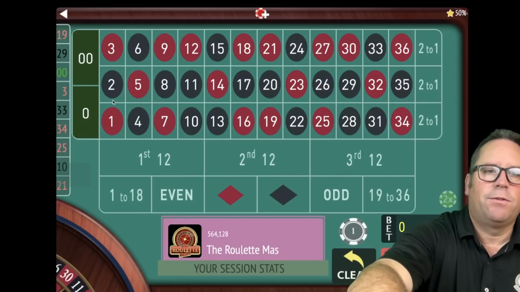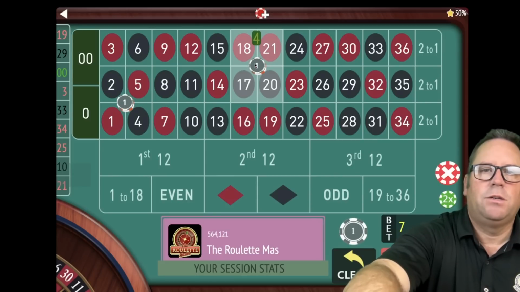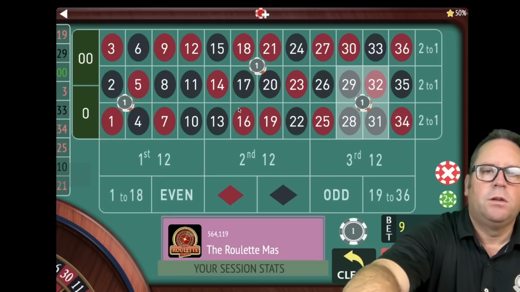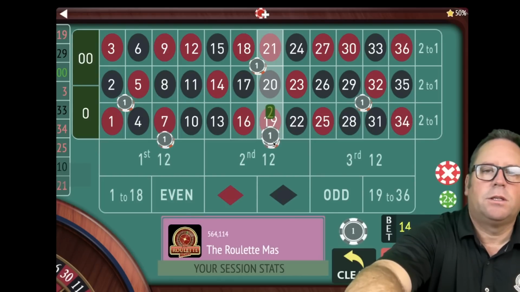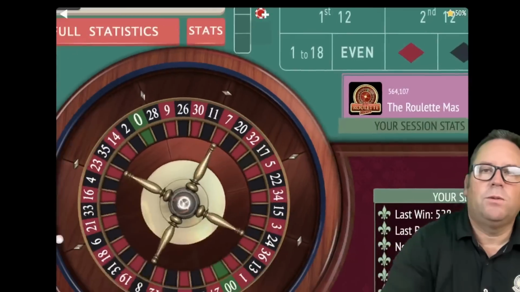So again, we're going to have $3 on the 1-5 corner, $3 on the 17-21 corner, $3 on the 28-32, $3 on 7 street, $3 on 19, 22 and 25 street. That's a $21 total bet.